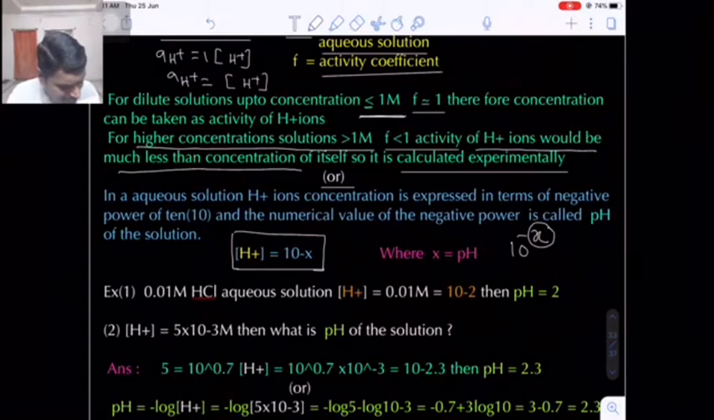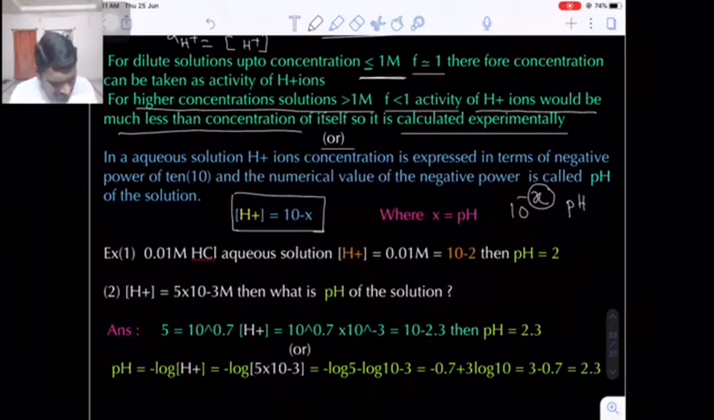pH. Are you getting my point? Example, suppose I have 0.01 molar hydrochloric acid aqueous solution. For 0.01 molar aqueous solution, shall I write 10 to the power minus 2 molar? Yes. When I am writing 10 to the power minus 2, the numerical value of the power will be 2.